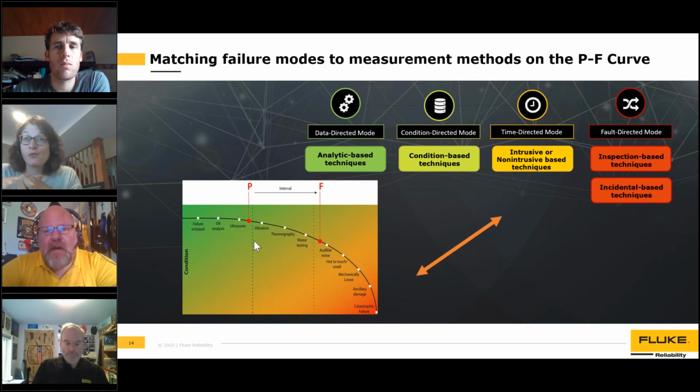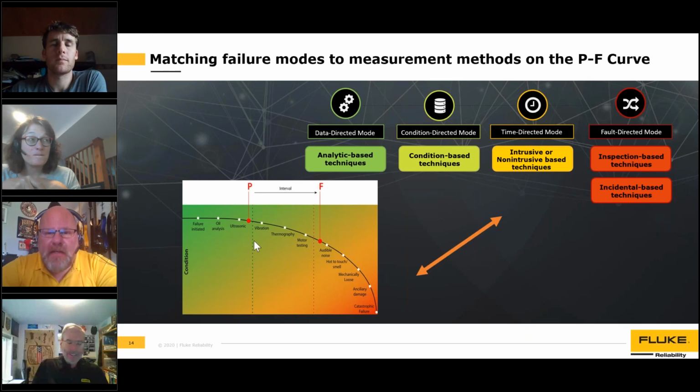Well, once you've identified your failure mode, now you need to apply the right tool or technique, especially when we're looking at the strategy that is most value add. In other words, you don't want to end up deploying technology where you're chasing dimes with dollars. It doesn't make sense, not economically feasible. So you need to find the right condition monitoring tool and technique that you can position to find the P on the PF. That's what it's all about.